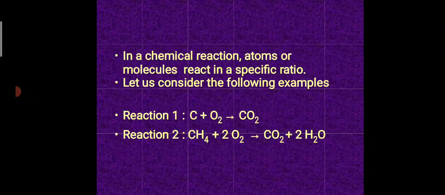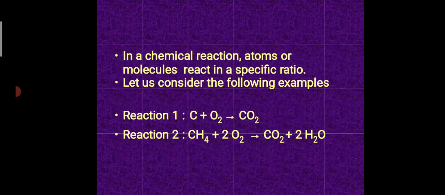So now we are going to see an illustration. In a chemical reaction, atoms or molecules react in a specific ratio. So we can't write the chemical reaction just like that. We need to balance the equation, because a specific ratio means if you want to prepare water, 1 mole of hydrogen reacts with half a mole of oxygen to give you water. Same way, every reaction will have a specific number of atoms or molecules reacting together to give a product.